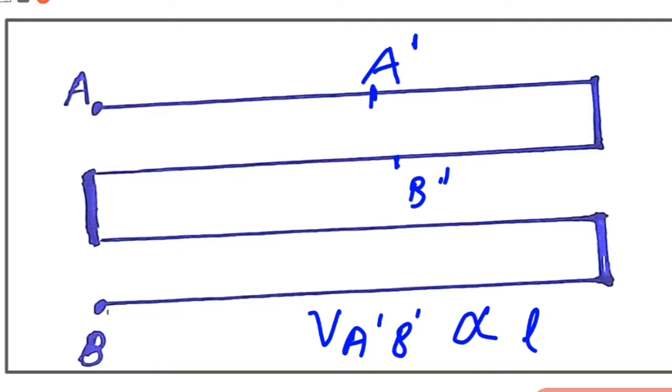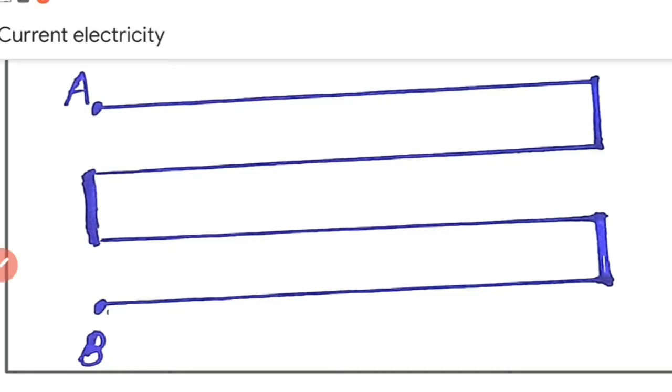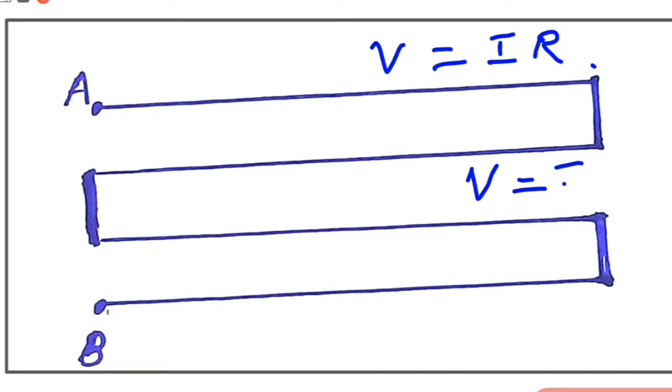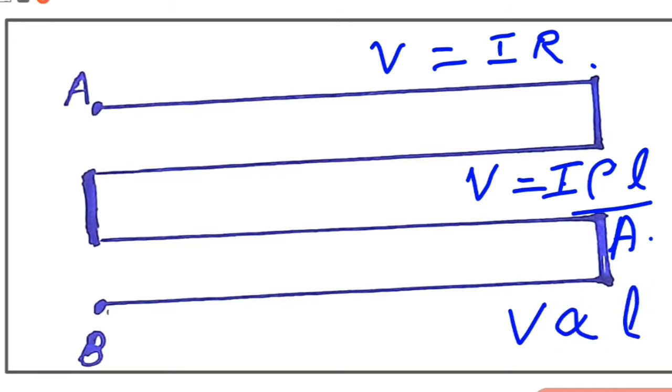Now how do we reach that principle? It is very easy. It directly follows from Ohm's law. According to Ohm's law, V is equal to IR, and R is equal to rho L by A. So V is equal to I into rho L by A. If rho is constant for a given material, and if A and I are constant, where I is the current passing through the wire and A is the thickness of the wire, we can say that V is directly proportional to L.